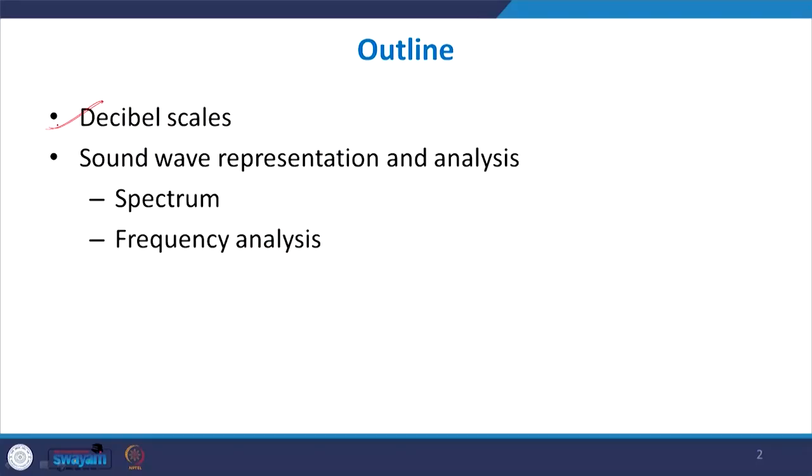Lecture 8 of this series. This lecture is on sound signal analysis. So, the outline for the lecture is that we will first discuss the decibel scales. This is a very important scale. Usually decibel scales are used to represent sound waves for noise control applications.